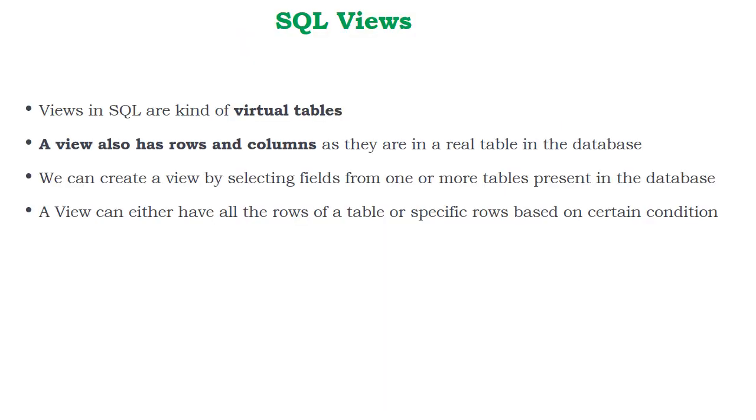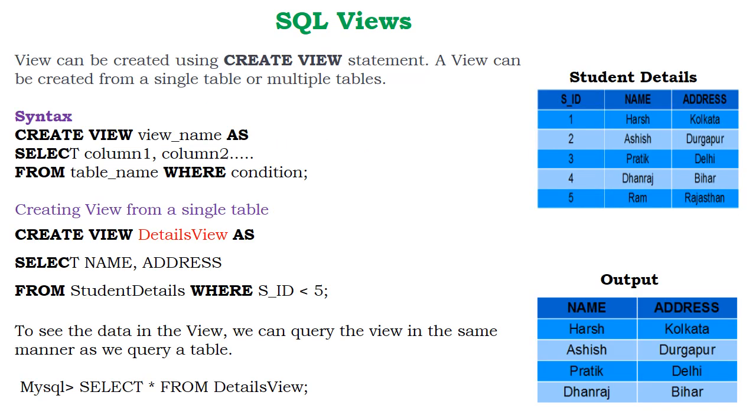The views in SQL are a kind of virtual table. A view also has rows and columns, as they are in a real table. We can create a view by selecting fields from one or more tables present in the database. A view can be created using the create view statement. The syntax is: create view view name as select column name from table name where condition.